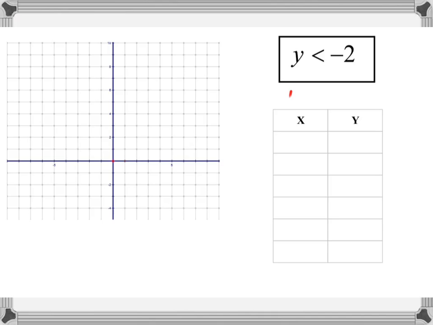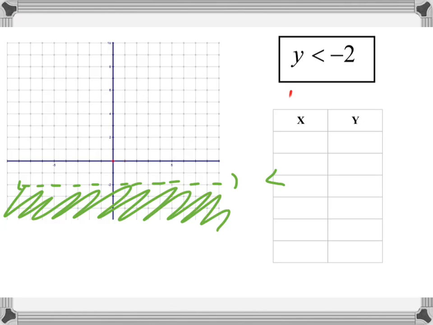X is less than negative 2. So I'm going to go to negative 2. I'm going to put a dashed line here because it's less than. And then I'm going to shade all the coordinates where the y coordinate is less than negative 2. Okay, and so I'm going to put y is less than negative 2 here.